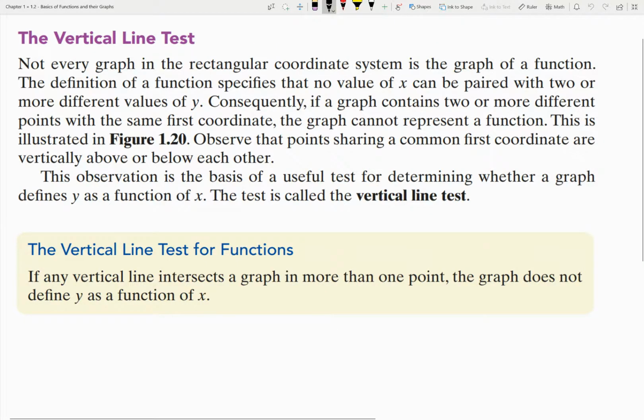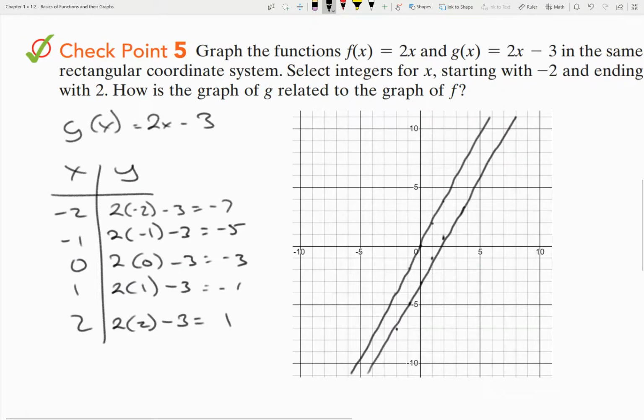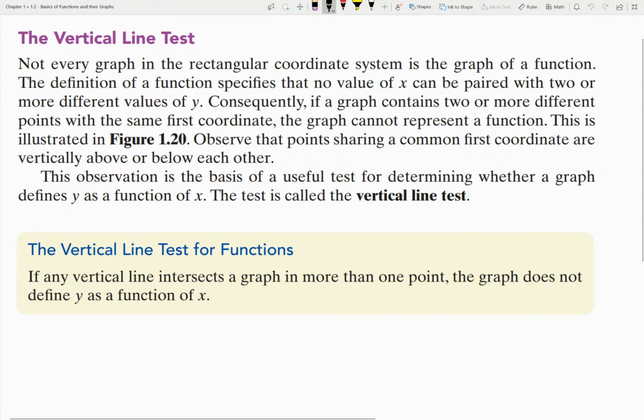Not every graph is a function. Okay, these two were, right? These are both functions, f of x, g of x. They're named as functions. We can assume that they are functions. Okay? But not every graph in the rectangular coordinate system is a function. The definition of a function specifies no value of x can be paired with two or more different values of y. So that means that if the graph has two or more points with the same first coordinate, it's not a function.